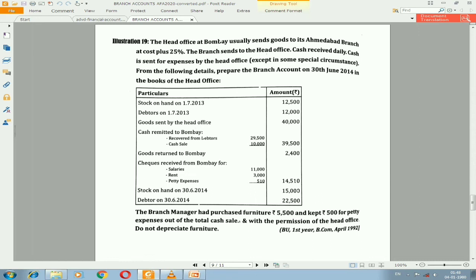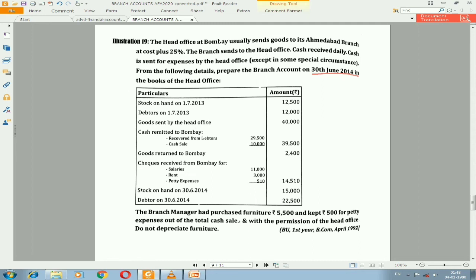I'm giving two more illustrations to solve by yourself. So solve this illustration. In this illustration, the financial year is different. As you can see, 30th June 2014 is the end. You can start from 1/7/2013 to 30 June 2014.